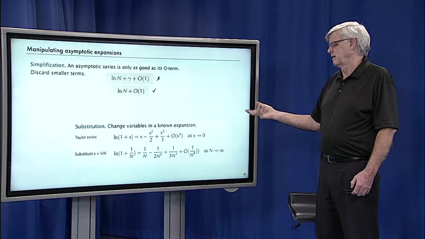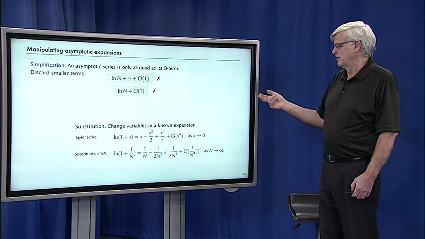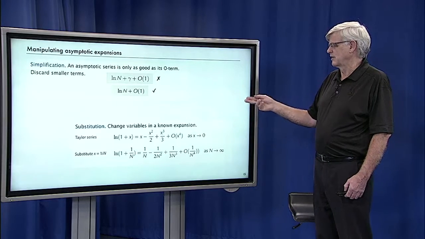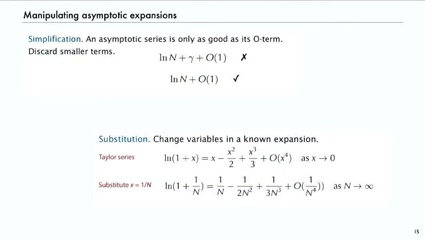The other idea we already talked about was substitution, where you can just change variables in a known expansion. The Taylor series for log of 1 plus x is x minus x squared over 2 plus x cubed over 3 and so forth. If we plug in a different value for x, say 1 over n, then we get the expansion. So that's one technique that we already used.